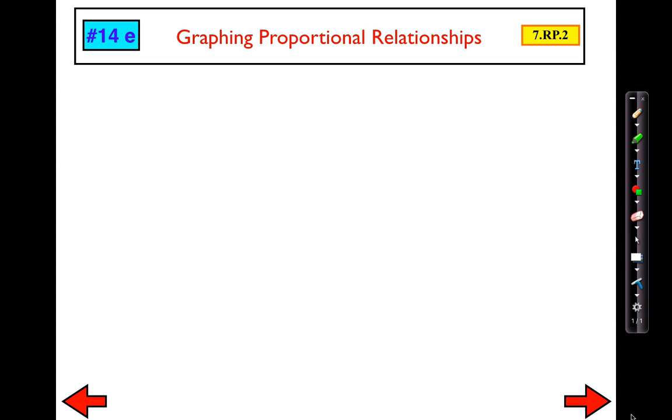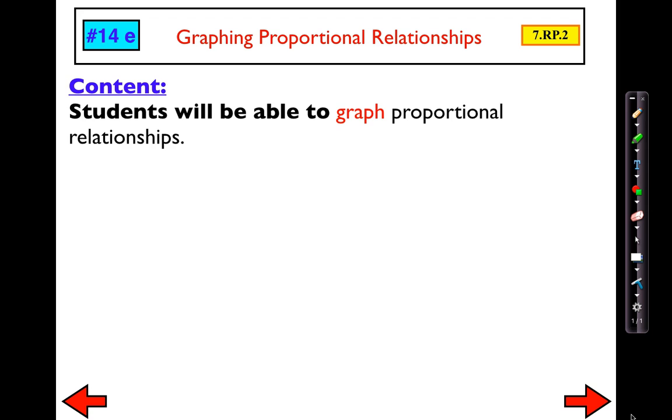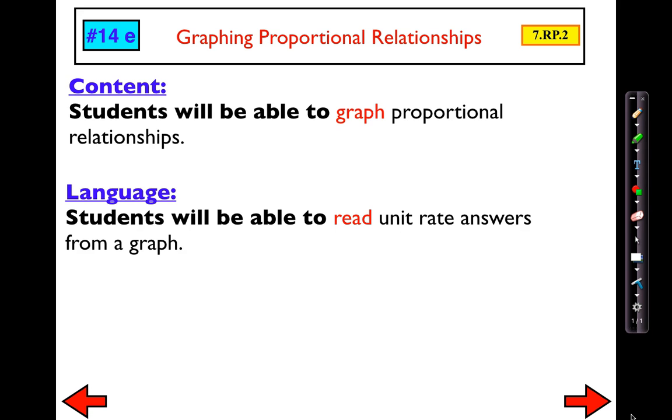Welcome back. Today we're going to be talking about graphing proportional rate relationships. This is day number 2. Our content objective is students will be able to graph proportional relationships. Language objective is students will be able to read unit rate answers from a graph.